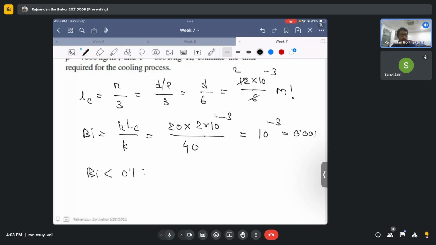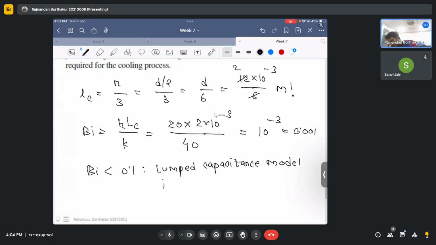Always remember, don't just naively apply the lumped capacitance model once you see this question. Always first check the Biot number, which should be less than 0.1. If your Biot number is greater than 0.1, or let's say greater than 1, even if you apply the lumped capacitance model, it will not be accurate and there will be a lot of errors in the calculations. Since your Biot number is less than 0.1, the lumped capacitance model is valid.